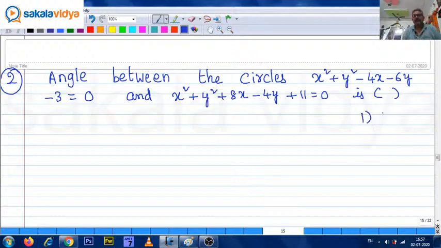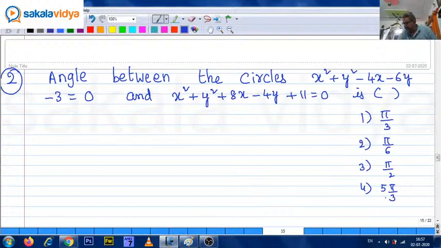First option is pi upon 3, second option is pi upon 6, third option is pi upon 2, fourth option is 5 pi by 3. This is the question.